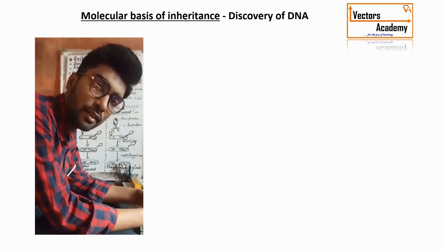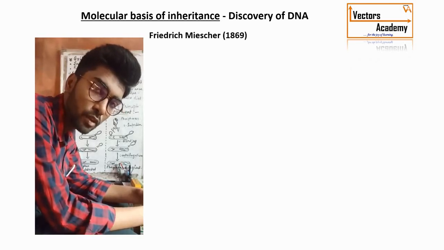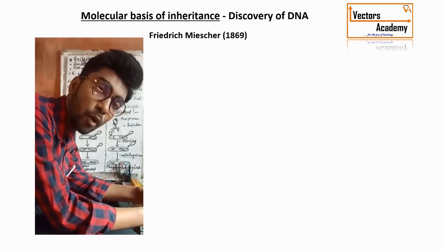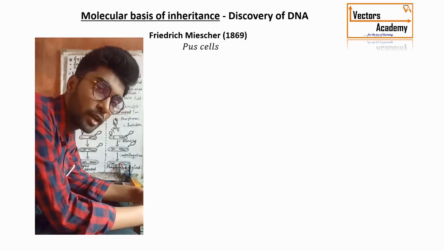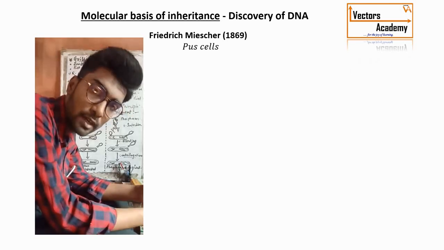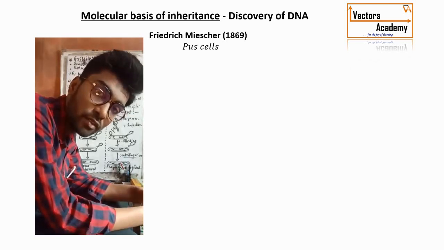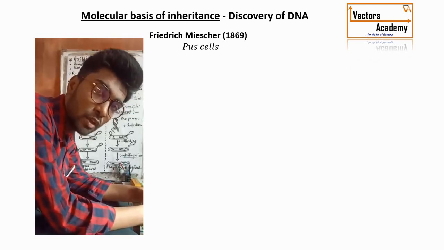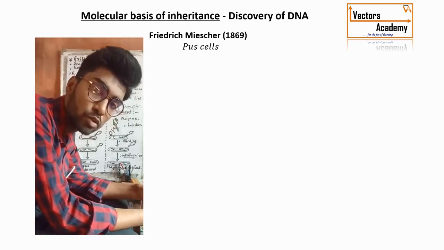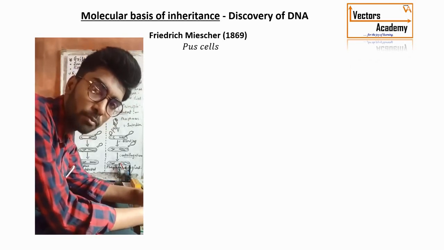So there was one scientist in 1869, that is Friedrich Miescher, right? He was the first scientist who worked upon the pus cell. You know very well the WBC. WBCs are nothing but the white blood cells, which are a major component of the pus cell. He collected the pus from the bandages which were found in the local hospitals, right? Now he used a salt solution in order to clean the pus from the bandages.